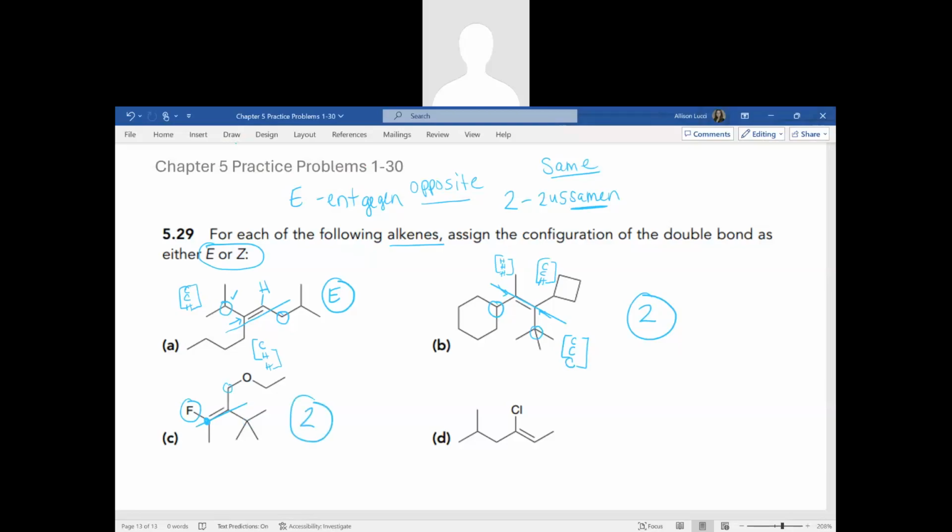And last we have here compound D. Remember we have a hydrogen here, so that's not really in competition. We know this carbon here would win, and then we have a chlorine. So that's pretty easy to determine, chlorine versus carbon. So let's draw our dividing line in our alkene. We see that we have yet again another zusammen, another Z. So for A, we have E, and then B, C, and D were all Z notation.